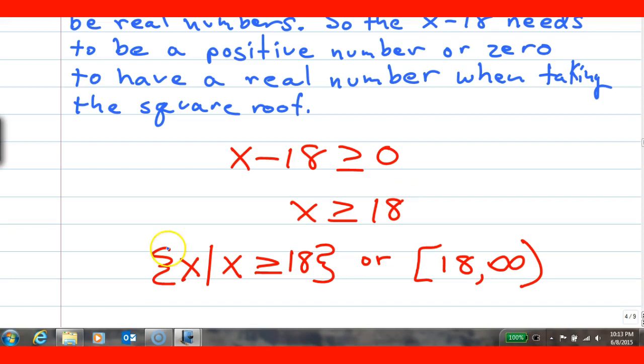I can write this in set builder form, where I have x such that x is greater than or equal to 18, or I can write it in interval notation, where I have a bracket which indicates that it can be equal to 18, followed by the 18, comma, going towards all positive values since x is greater than 18. So I'm going towards positive infinity, closed out with a parenthesis. That's my interval notation.